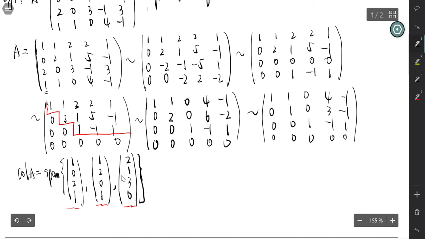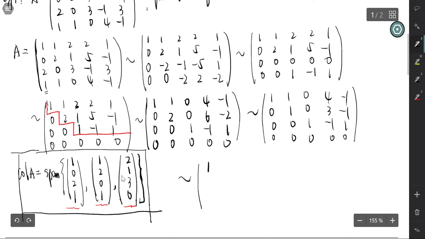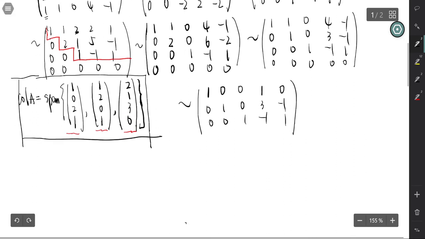Okay, we got column space now. And we use the next step. The first row subtracted the second row. That's 1, 0, 0, that's 1, that's 0, 0, 1, 0, 3. Negative 1, 0, 0, 1. Negative 1, 1. That's reduced row echelon form.